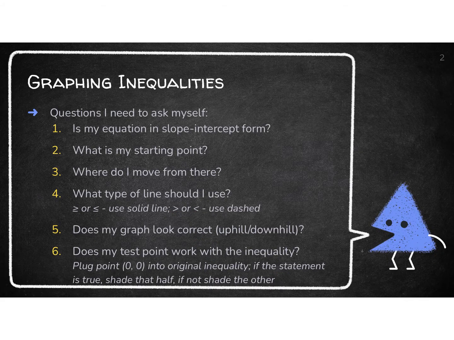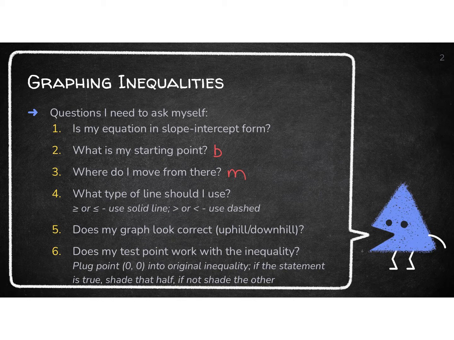Here is what you're going to do. Your first couple steps are all the same, okay? Is your equation in slope-intercept form? So basically, is the y alone? If it's not, you've got to get it there. What's your starting point? What's your b value? From your starting point, how do you move?